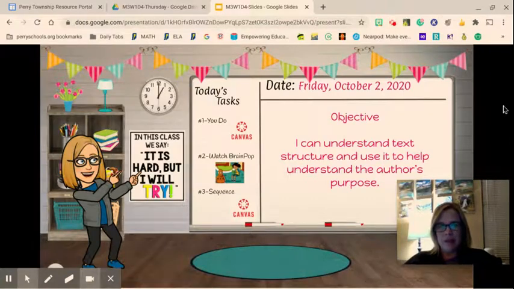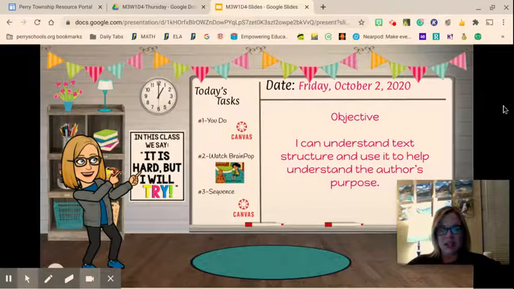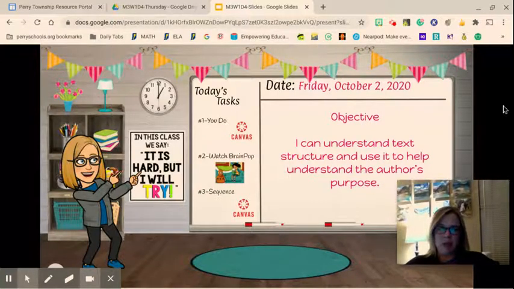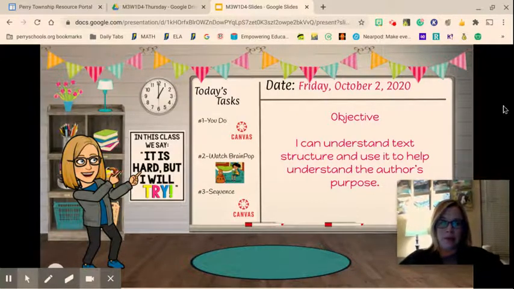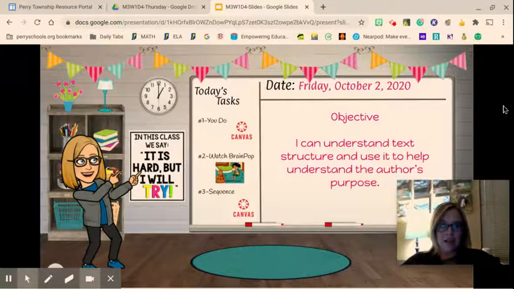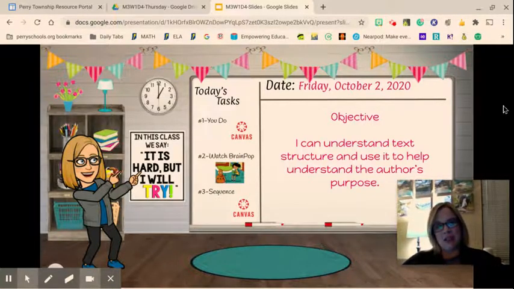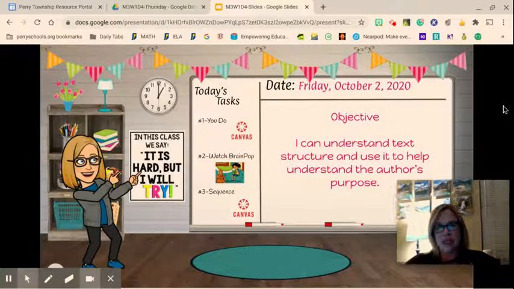Hey guys, for our lesson today, we are going to be looking at text structures found in text as we're reading. And so our objective for today is I can understand text structures and use it to help understand the author's purpose. So after you watch the video, you will answer a couple questions about the text structure of our text. Then you will watch a BrainPOP video on sequencing. And finally, you will do a sequencing activity on Canvas where you will be dragging events and putting them in order.